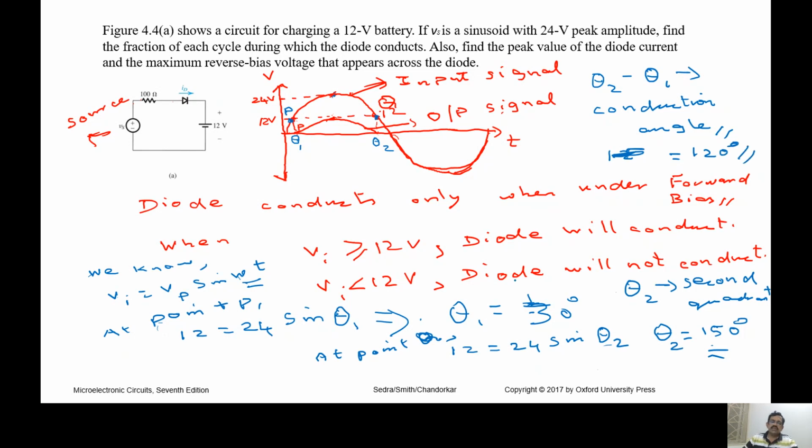So try to understand that. Okay, so 120 degrees, only 120 degrees it is conducting. Which means the fraction of each cycle. One full cycle is from here to here, so that will be 360 degrees. So the fraction of that cycle will be 120 divided by 360.